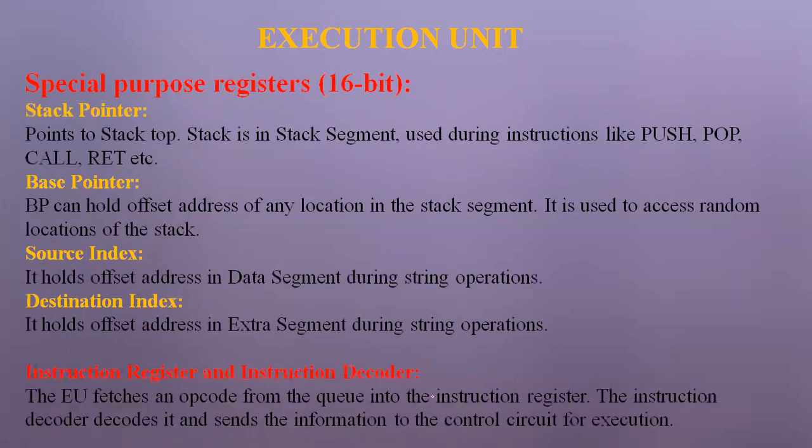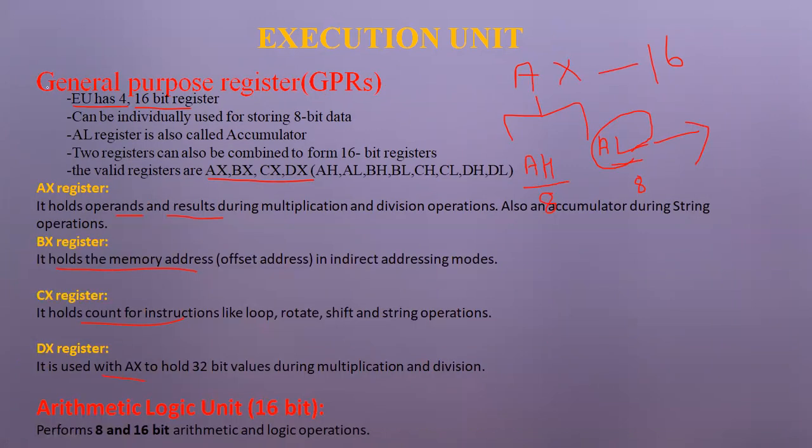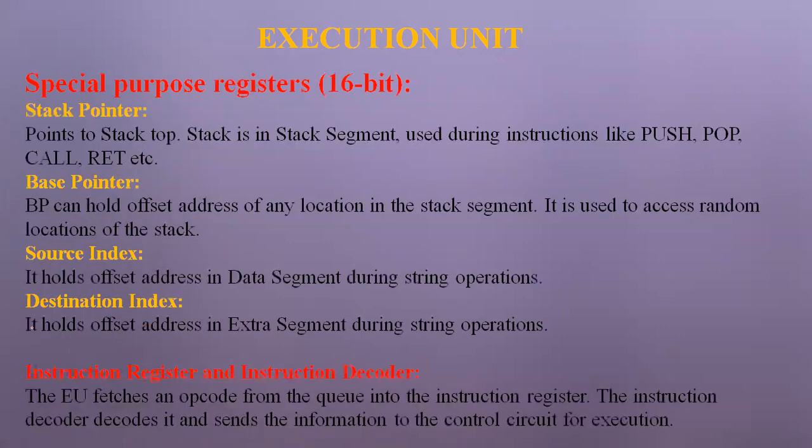Special purpose registers. In the previous slide, those four are called general purpose registers. These four are called special purpose registers. The first one is the stack pointer, which points to the stack, that means the stack memory. Already we know the use of the stack memory: it is to push the data and pop the data. The stack is in the stack segment.